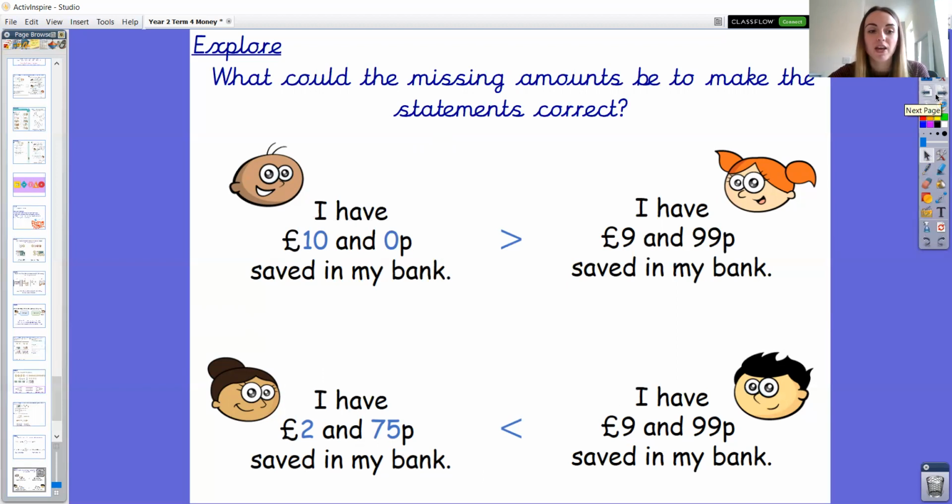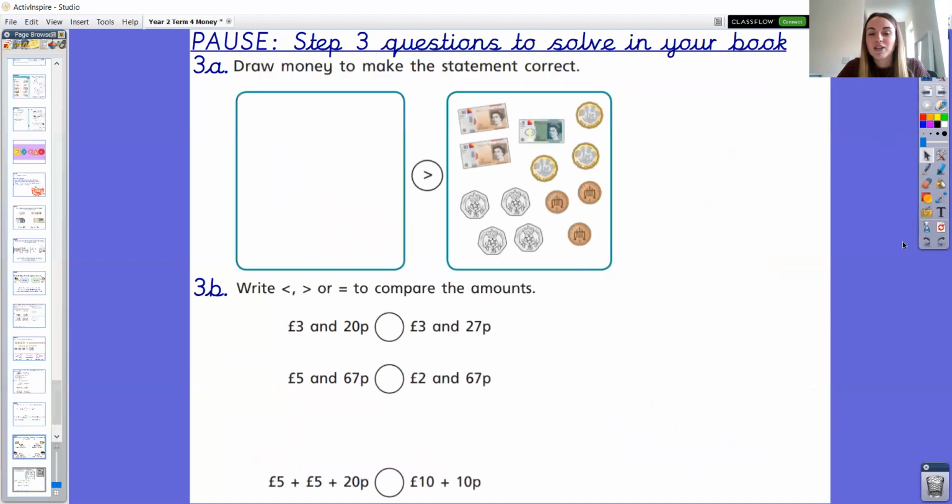Well done, Year 2. Okay, so on your screen now, you can see the step 3 questions to solve in your book. So 3A involves drawing money to make the statement correct, and 3B involves writing the inequality symbols to compare the amounts. Of course, on this last question here, you will need to find the total of each amount on either side of the missing symbol. So please pause the video here to complete these questions.